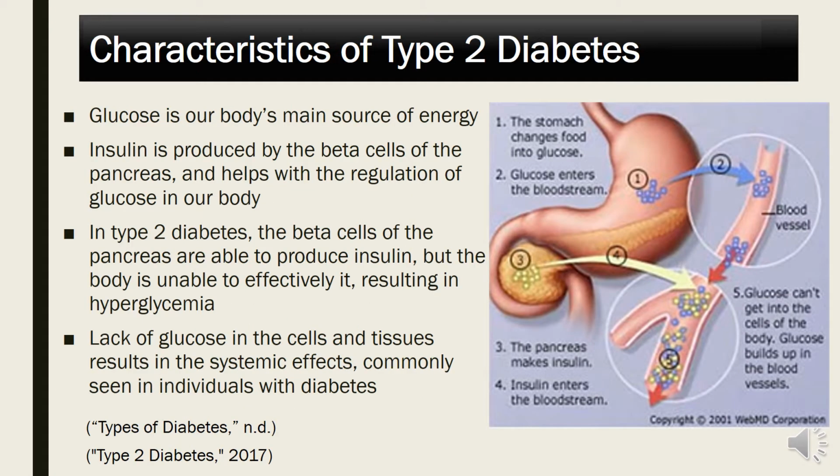Now I'll be discussing the characteristics and symptoms of type 2 diabetes. When you first think of diabetes, many people often think of high blood sugar. This sugar, also known as glucose, is the main source of energy for the body and comes largely from the food we eat. Insulin, a term which also often comes to mind when discussing diabetes, is a hormone produced by the beta cells of the pancreas.